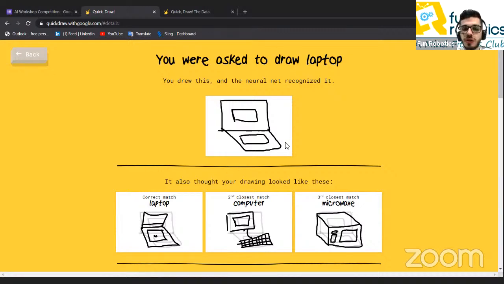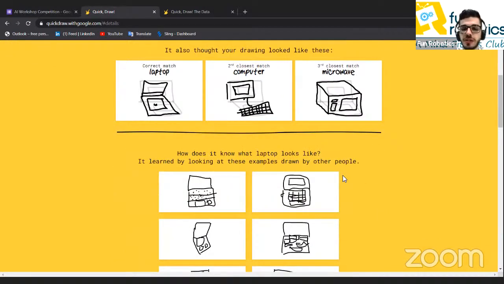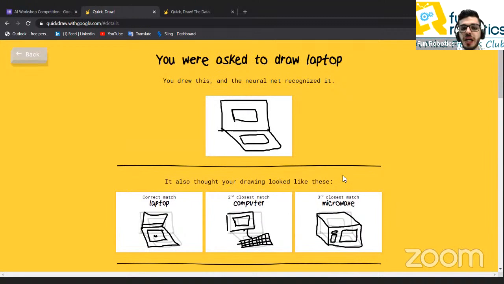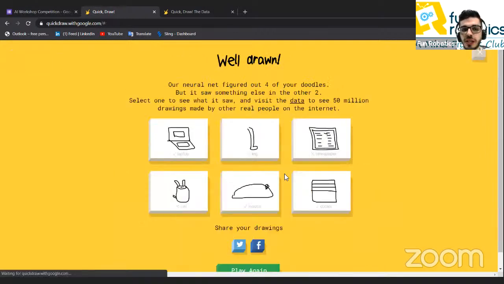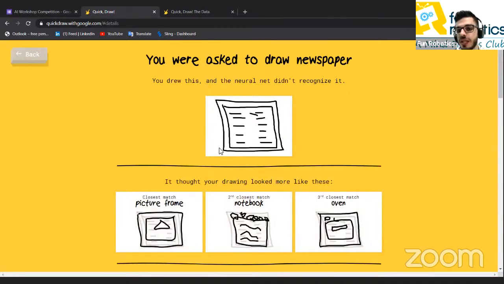Obviously, the more that you draw, you're actually teaching this program or AI application more. So you're not realizing it, but you're actually teaching it as you're drawing, because it saves your drawing and adds it to its database so that, for example, for other people, if you draw something like me in a newspaper, it could guess it as a newspaper.